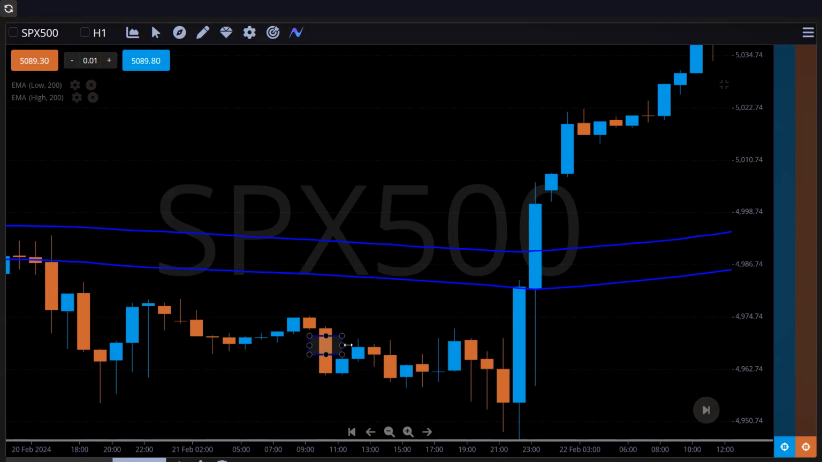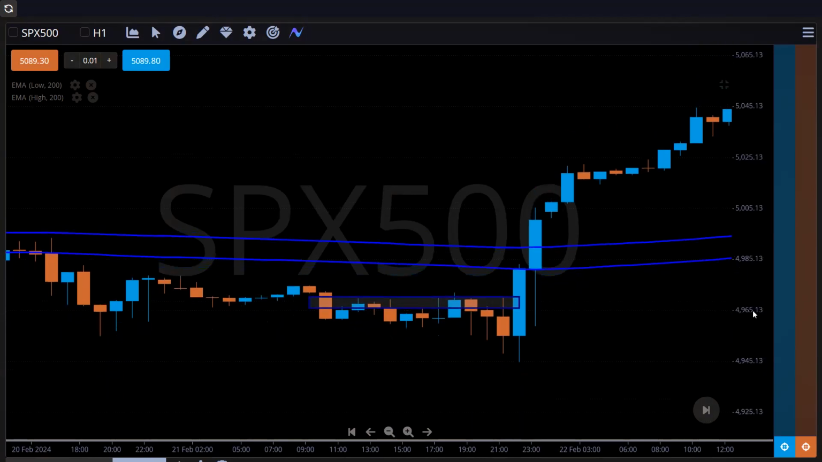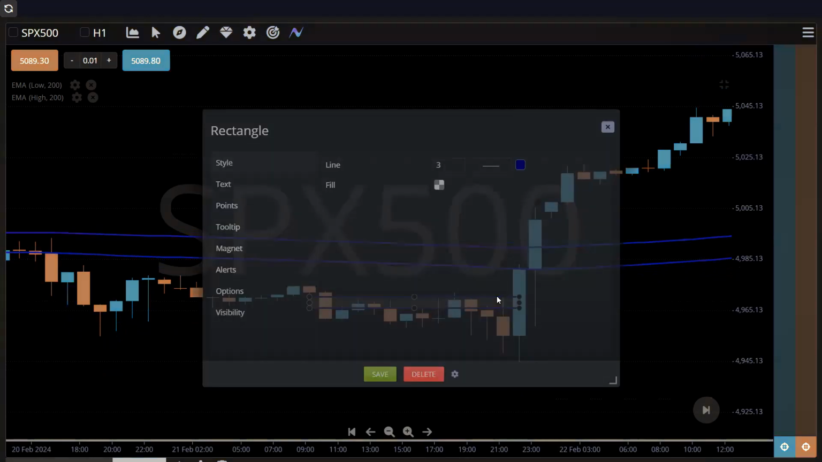Drag this to the right. Small move, excuse me, but came in here and pulled down just a little bit. Now, look to the right. Boom, a big push to the upside. Let's change this color.